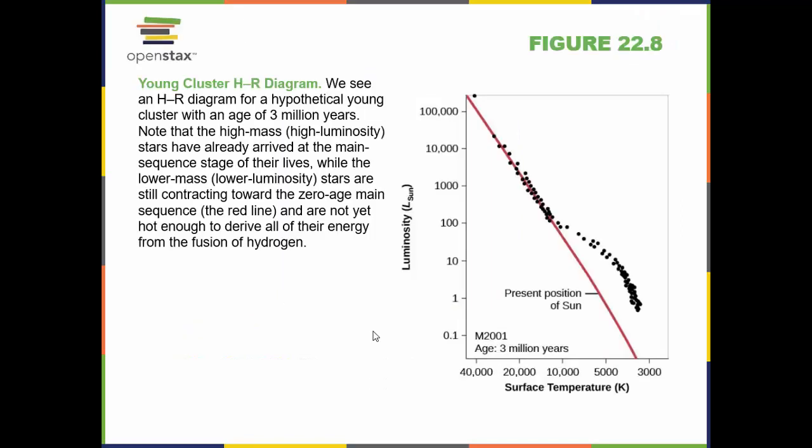So here we see the young cluster HR diagram, the HR diagram from a hypothetical young cluster with an age of about 3 million years. And note that the high mass, which is high luminosity, stars have already arrived at the main sequence stage of their lives, while the lower mass stars are still contracting towards the zero age main sequence, or this red line. And they're not yet hot enough to derive their energy from the fusion of hydrogen.